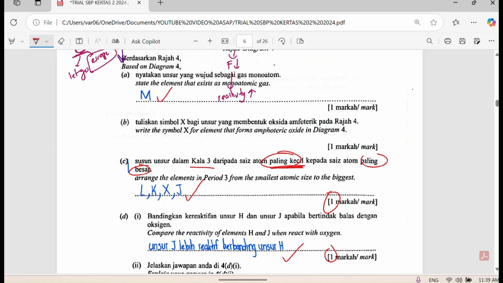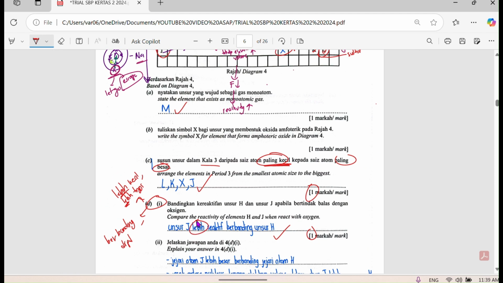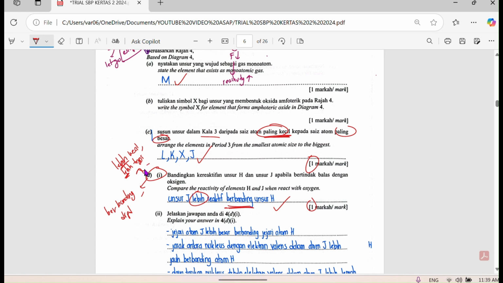Okay, 1 mark there. For perbandingan questions, the keywords are basically berbanding, daripada, and lebih. If you want to compare two things, A lebih kecil daripada B, A lebih tinggi, there must be the word lebih to show that one is higher or lower than the other one. Lebih reaktif berbanding unsur H. Okay, 1 mark. Jelaskan jawapan anda.